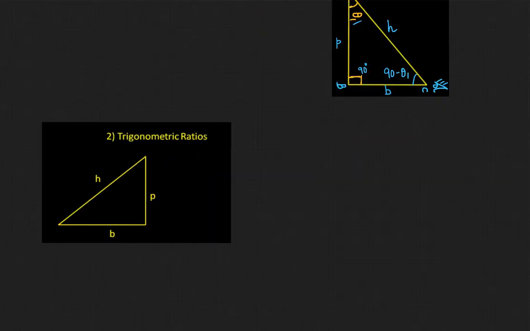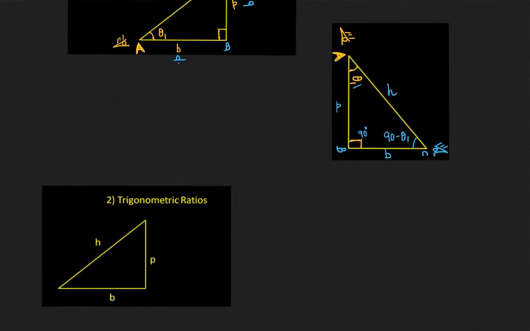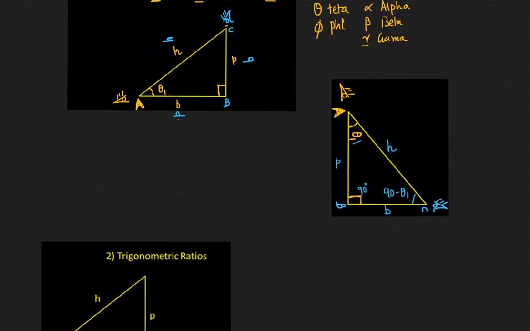The second concept in trigonometry is the trigonometric ratios. I'm sorry, just some time before, I think I called h as height. H is not the height. H is always a representation of hypotenuse, right? So these are the three things that we have for any triangle.